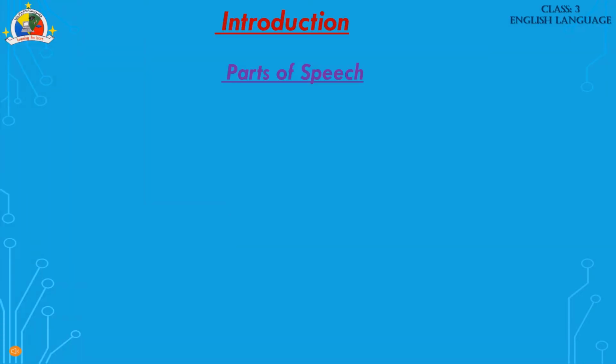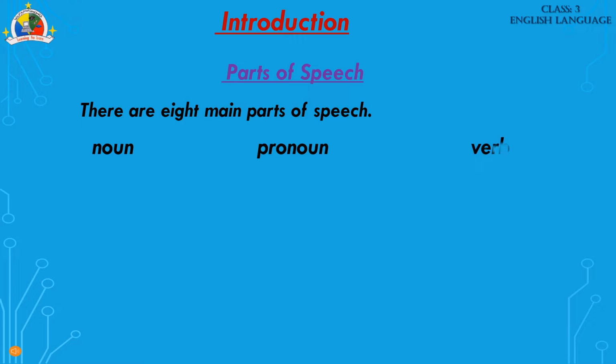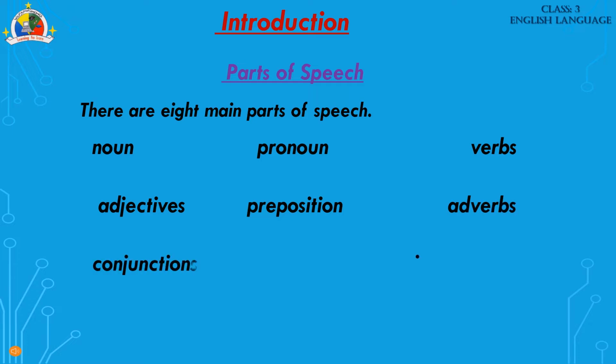Parts of speech. Parts of speech are different types of words we use when we speak and write. There are 8 main parts of speech: nouns, pronouns, verbs, adjectives, preposition, adverbs, conjunctions, interjections. Today, kids, we are going to learn about adverbs.